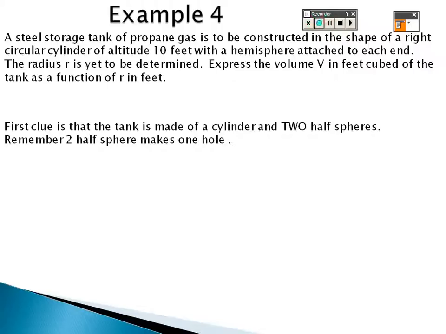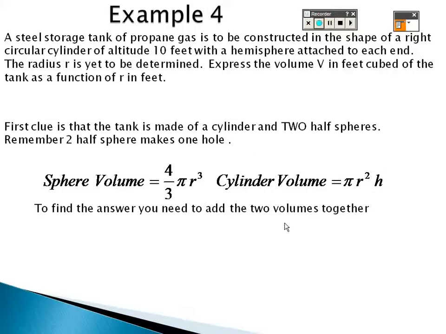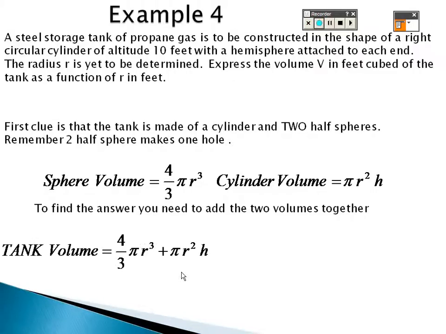First clue is the tank is made of a cylinder and two half circles. So remember, two half circles makes one whole circle. Thus, the volume of a sphere is this. So half spheres together would be one whole one. And there's the cylinder volume. So by simply adding those together would be the equation that I need. So there's the equation that I have.